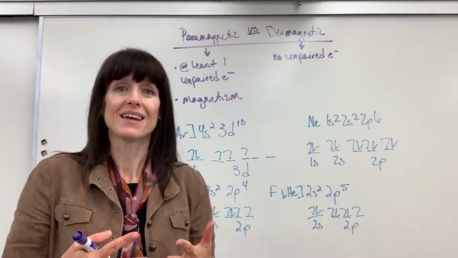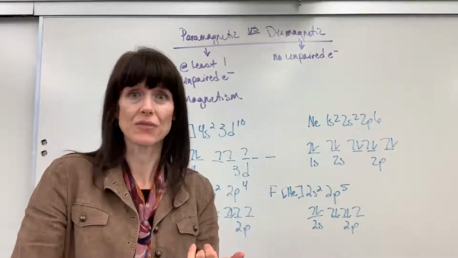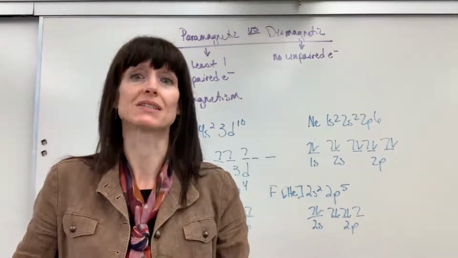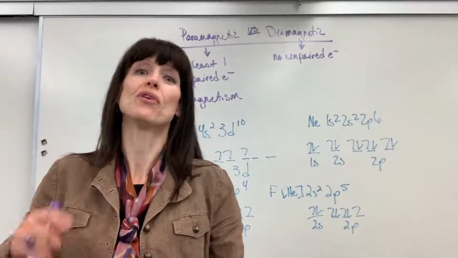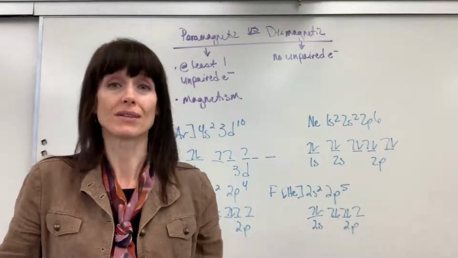So this means diamagnetic is going to be all of our full subshells. So a full s, if you're ending with the s2, the full p ending on p6, the full d ending on d10, the full f ending on f14. Those are all diamagnetic.